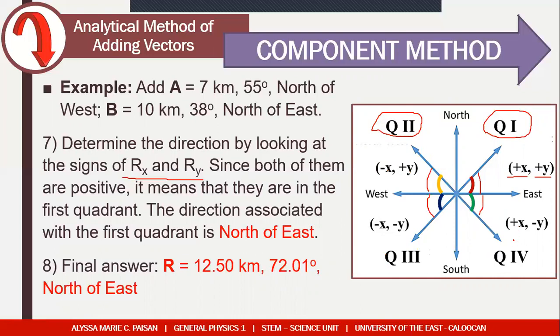And then, if r sub x is positive and r sub y is negative, but the computed angle is 45 degrees, it means that it's located on the fourth quadrant and the direction associated with it would be southeast. Nakuha niyo yung differences, no? Hopefully, you got it, no?